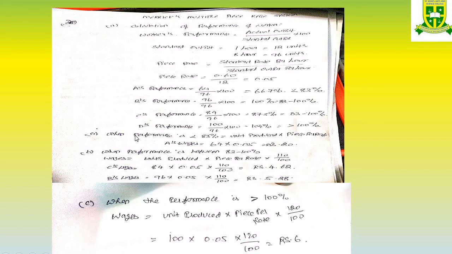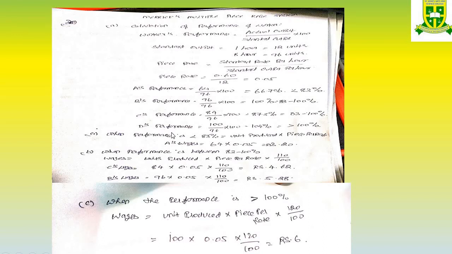So in the first category, when the performance is less than 83, we are paying nothing extra, only units produced into piece rate. So A's wages equal to, what is the actual output of A? 64. Piece rate is 0.05, so the amount is 3.20.